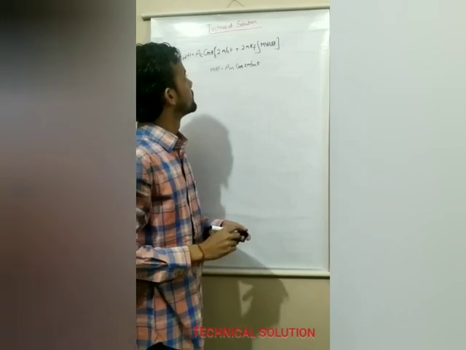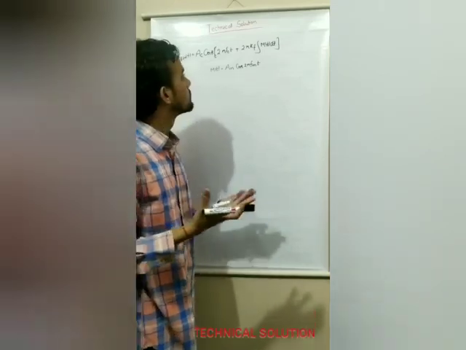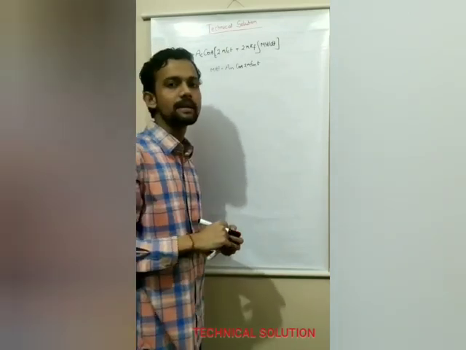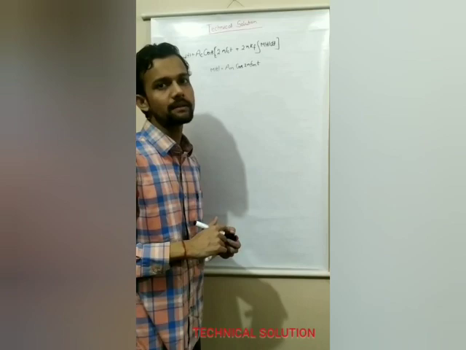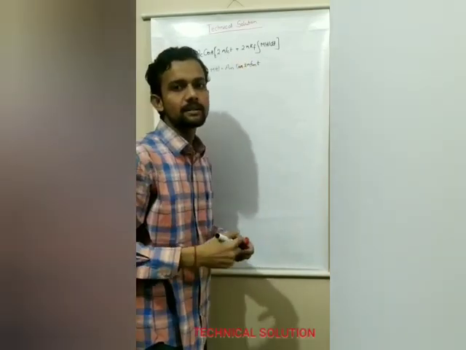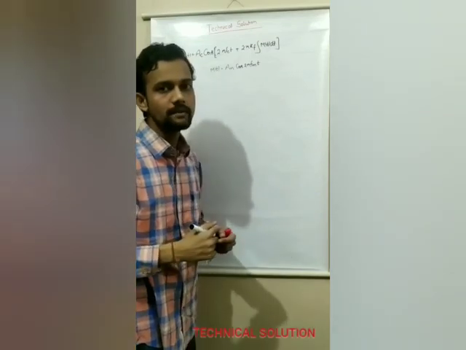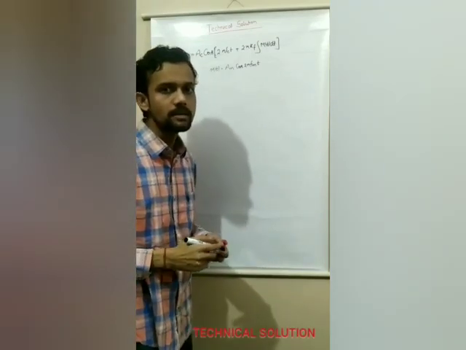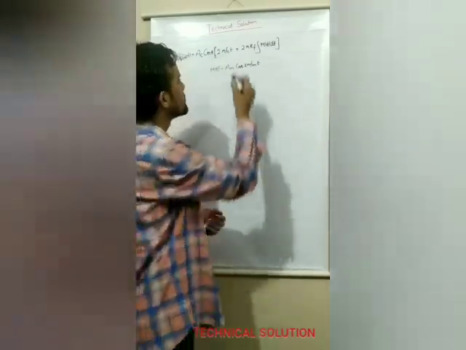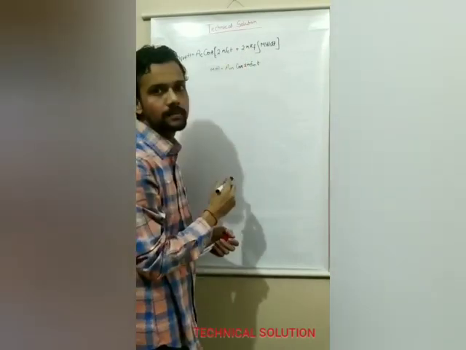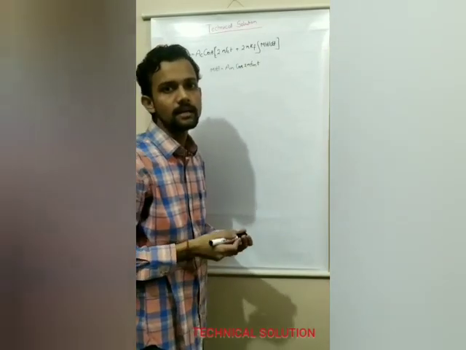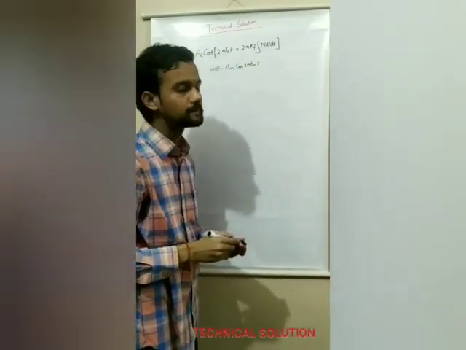There are two types of variation in frequency modulation: frequency variation and phase variation. What is frequency variation? If the frequency is changing, then it is known as frequency variation. If the phase is changing, then it is known as phase variation. Frequency is changing means something is added into fc, and in phase variation, some phase is added.